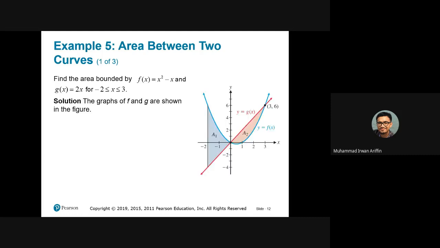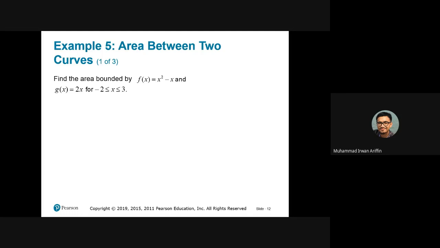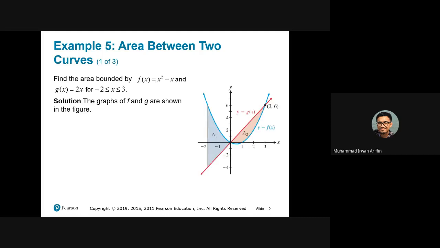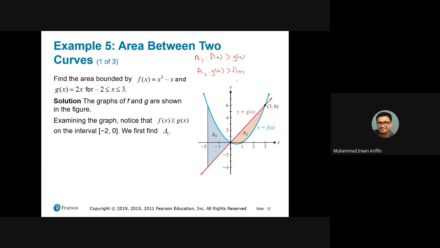Another example: the area between these curves. Let's say we want to find the area bounded by f(x) equals x squared minus x and g(x) equals 2x, as shown in this figure. Here we have two regions, A1 and A2. For A1, f(x) is above g(x), but for A2, g(x) is above f(x). So we can apply theorem 1, but we have to do it separately.